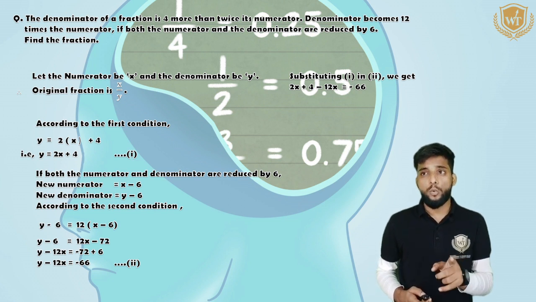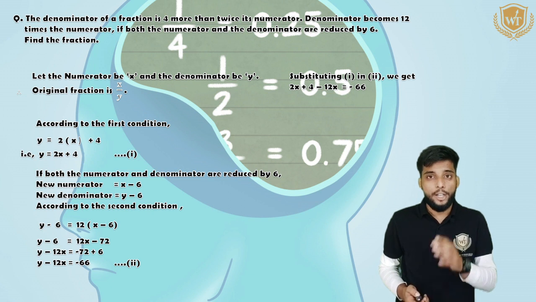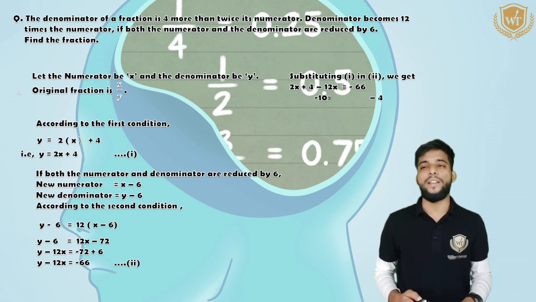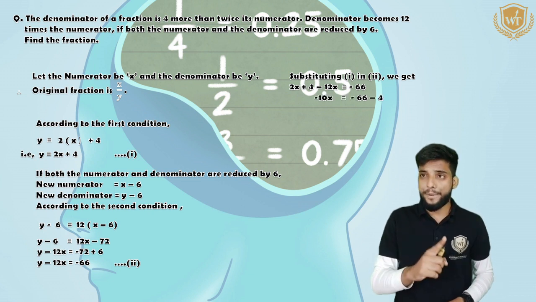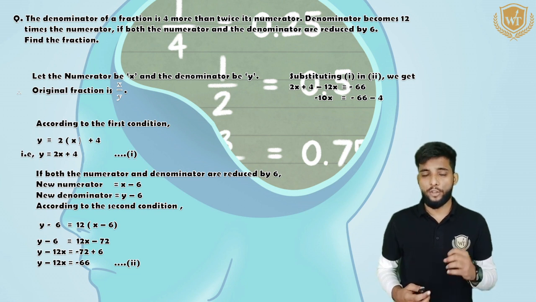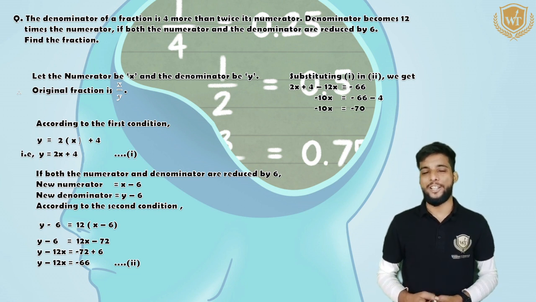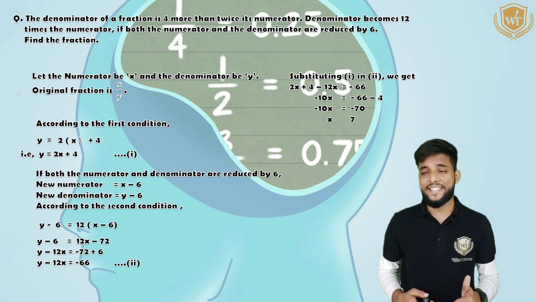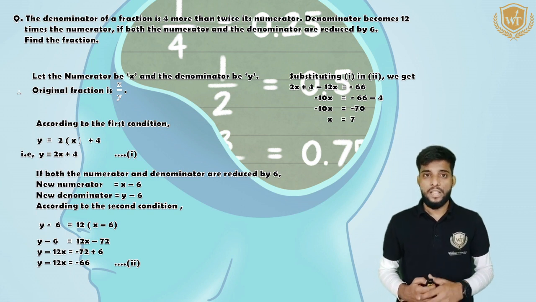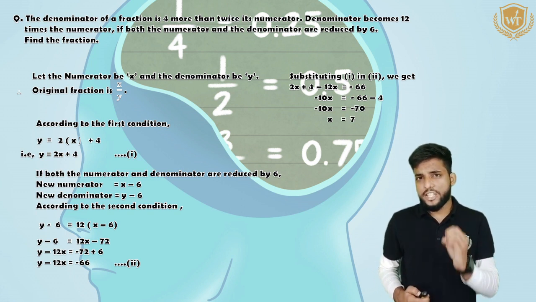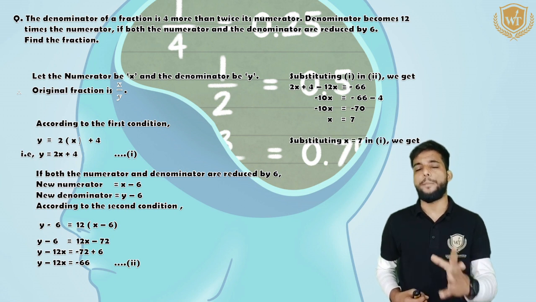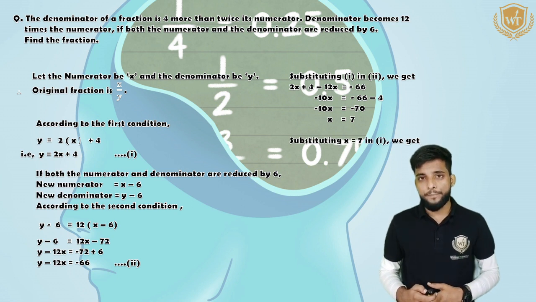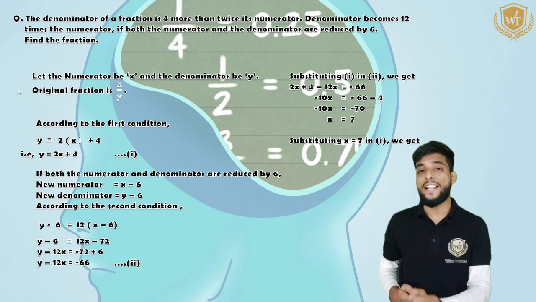So we have 2x plus 4 minus 12x, right? 2x minus 12x which will become minus 10x and plus 4 को transpose कर दिया. So we get minus 10x equals to minus 70. X का value is 7. Now once you have got the value of x, substitute this in equation number 1 to get the value of y. Y is 2x plus 4.